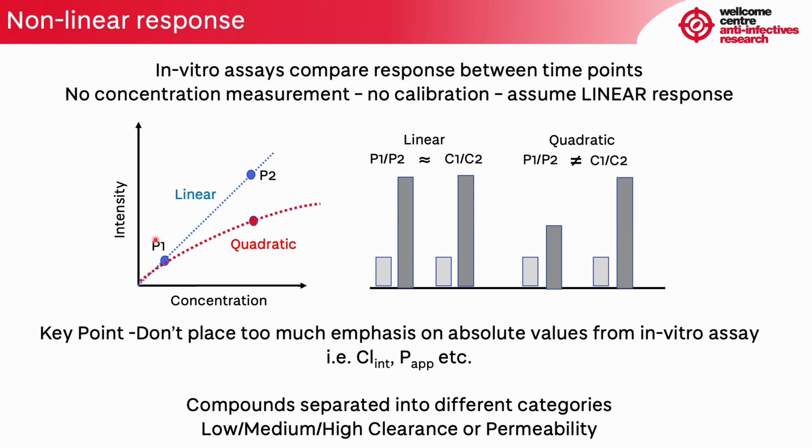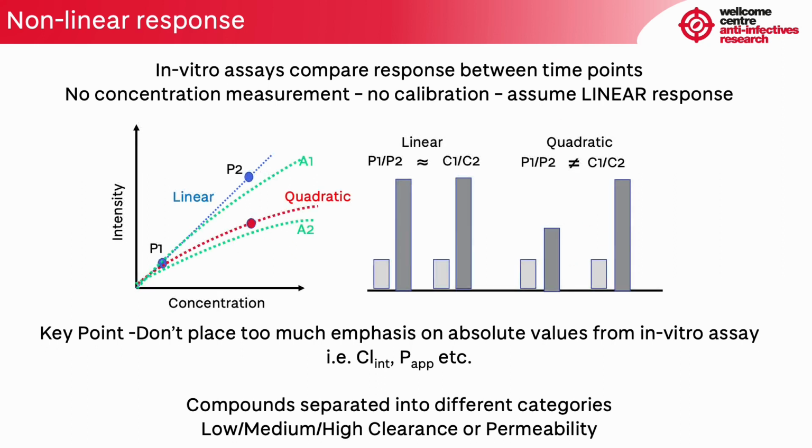If we have two samples, P1 and P2, of different concentrations, and the response of the detector is linear, as shown in the blue, then the ratio of the intensity or the response is equivalent to the ratio of the concentrations. However, if the compound displays a more quadratic response, as shown in the red, the peak intensities for P1 and P2 clearly do not match their concentrations.